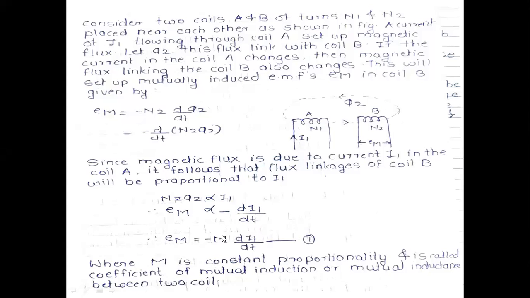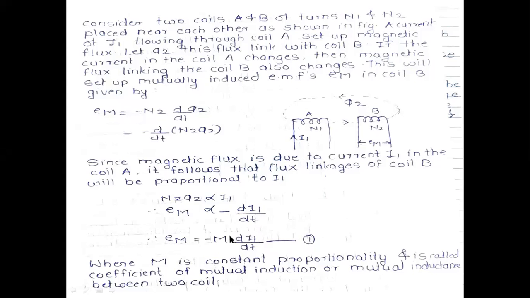So EM is directly proportional to minus dI1 by dt, equal to minus M dI1 by dt. Here M is the constant of proportionality, called the mutual inductance between two coils. This is the expression for the mutual induced EMF. Now our aim is to find the value of M.